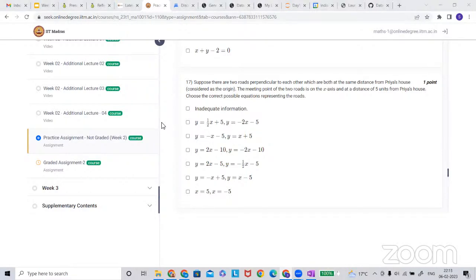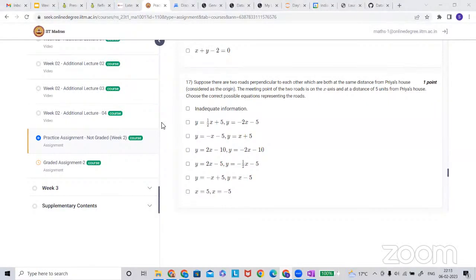Sorry, can you repeat again, please? Meeting point of two roads is on the x-axis, and it's at a distance of 5 units from Priya's house. So Priya's house is the origin, and it's on the x-axis, it means (5, 0). Correct.